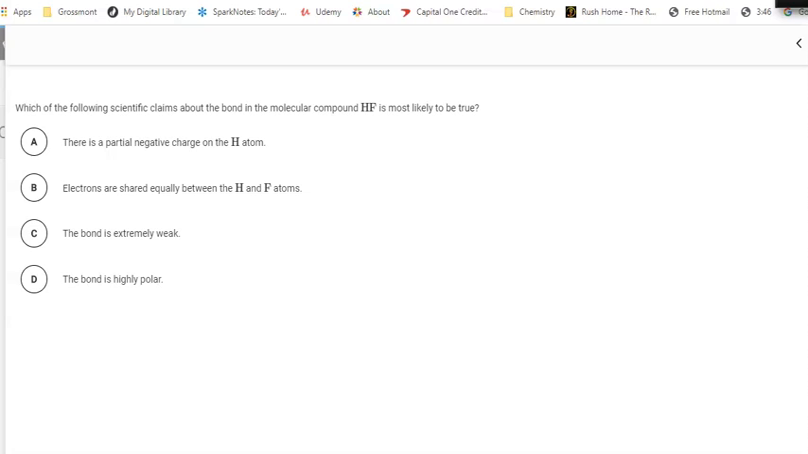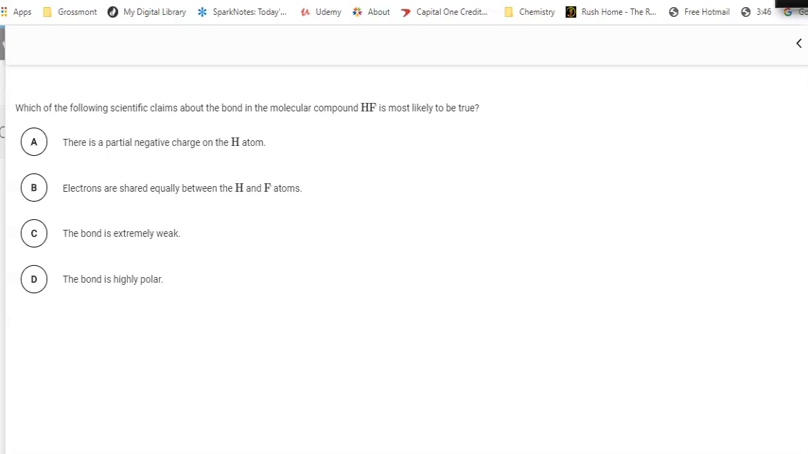So let's read the choices. There's a partial negative charge on the hydrogen. No, that would actually be the opposite. The hydrogen would have its electron pulled away from it towards fluorine, and so the hydrogen side of this molecule would be positive. The fluorine side would be negative. B, electrons are shared equally between hydrogen and fluorine. No, it's polar. Fluorine is going to pull the electrons towards it.